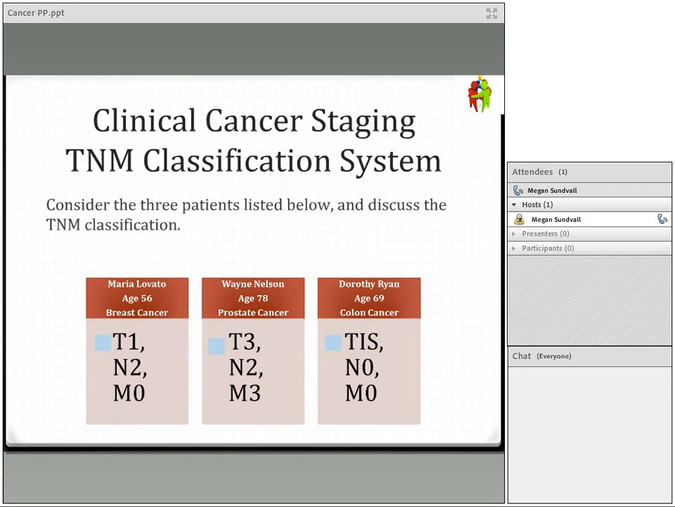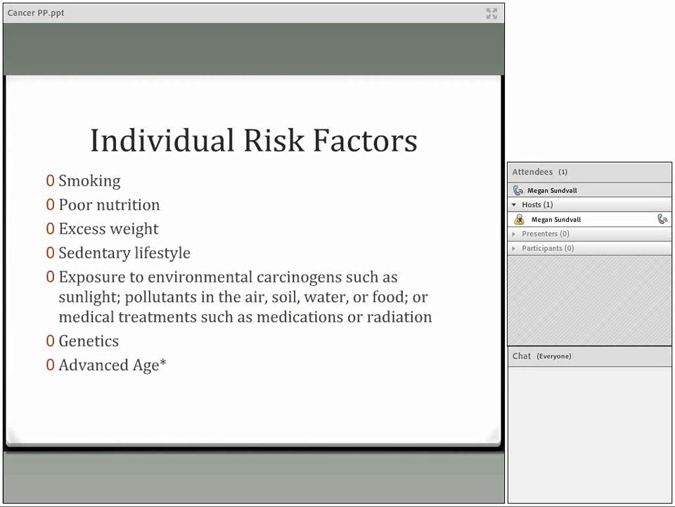So here's an example so that you can practice reading what they would be looking at. T1, N2, M0. Go through and see if you can determine what each of those means.